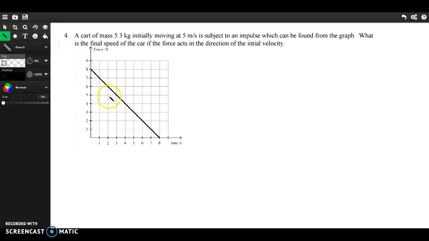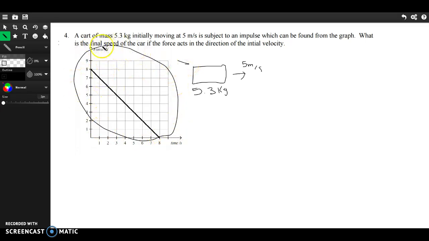Alright, so the first thing we're going to want to do is get a diagram going. I'm not going to do any of my beautiful pictures from the last video. I'm just going to do a box. And so you have a cart. It's 5.3 kilograms, and it's moving along at 5 meters per second. And then you put an impulse on it. You put a force over time, and that is what this graph tells us.